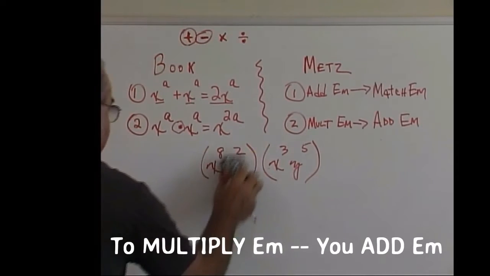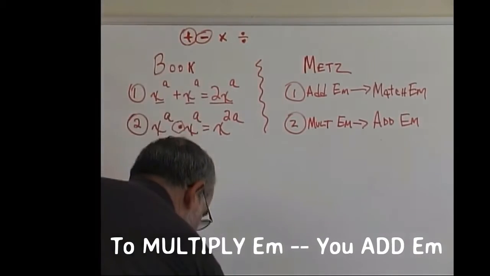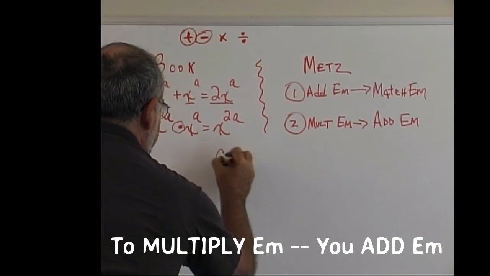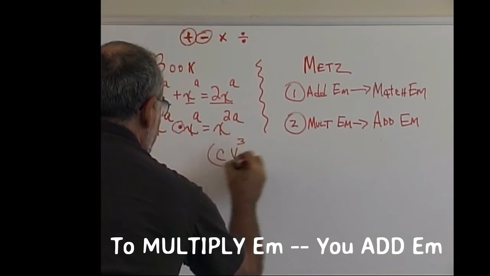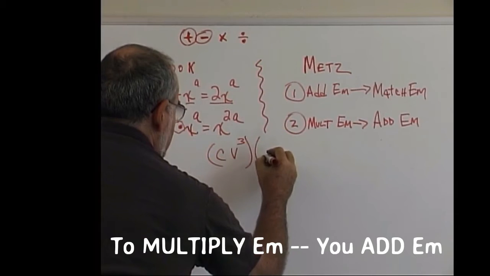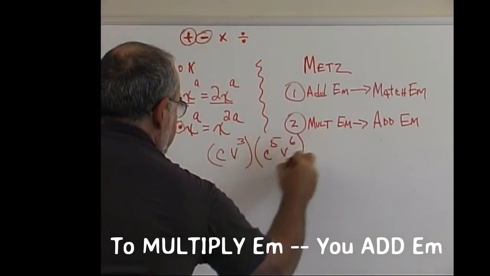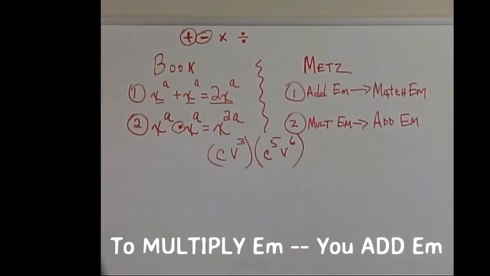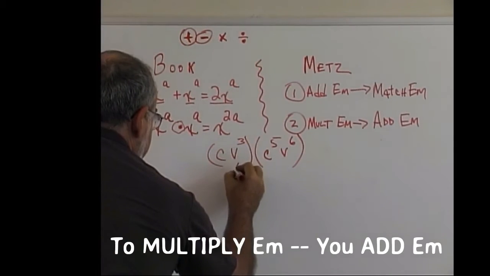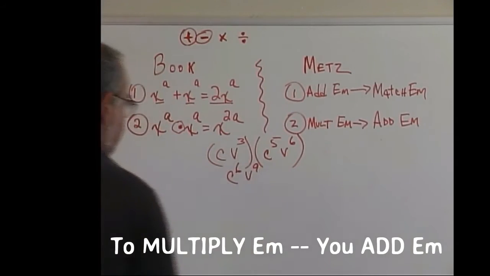All right, let's look at another example. So let's suppose I got c, v to the 3rd times c to the 5th, v to the 6th. Multiply. All right, how do you do it? Well, first of all, remember, multiplication is a party animal, so you can do it. And to do it, we get c to the 6th times v to the 9th.